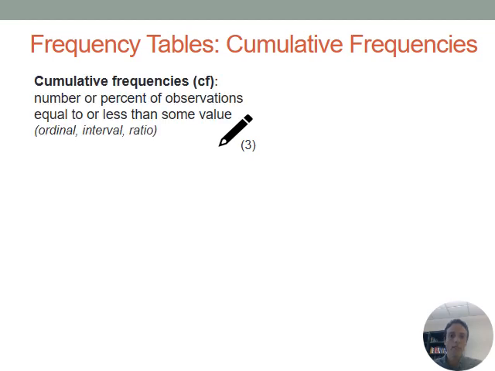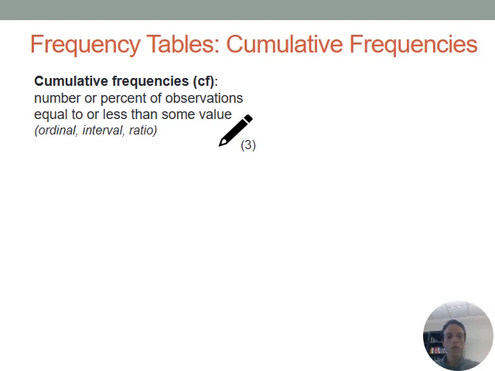So we're back on this slide for cumulative frequencies. You can see this definition again. Your cumulative frequency is your number or percent of observations equal to or less than some value. And in that example we just looked at in the document camera, we did the number of observations equal to or less than some value, but you could do the same thing with a percentage if you wanted to. It would work out the same way.